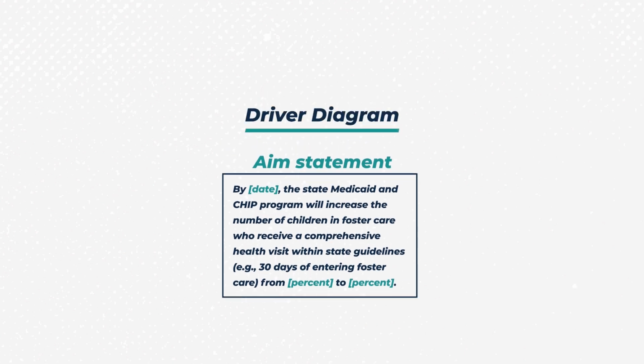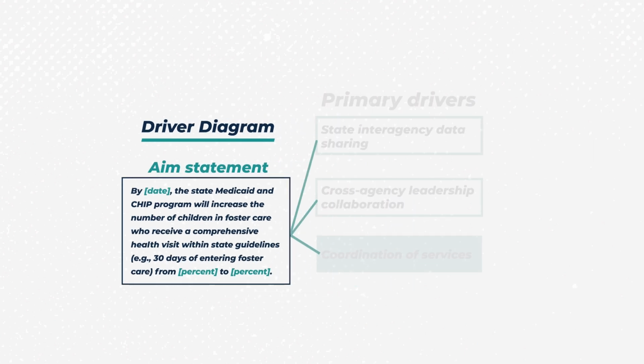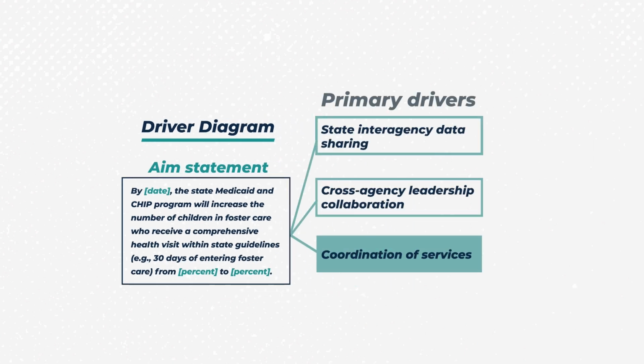A driver diagram is a quality improvement tool which organizes evidence-based processes or systems that can drive the change needed to help you achieve your aim. The next step in creating a driver diagram is to identify the primary drivers. These are the key processes, structures, or norms in your system that need to be considered to achieve your aim. For example, one of the primary drivers for improving timely health care for children and youth in foster care, highlighted here, is coordination of services.